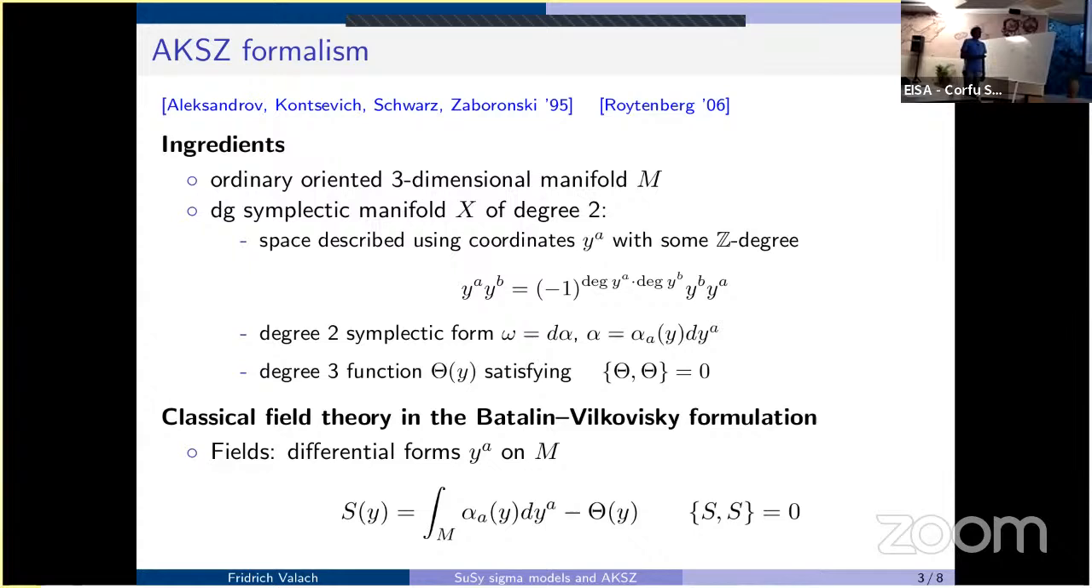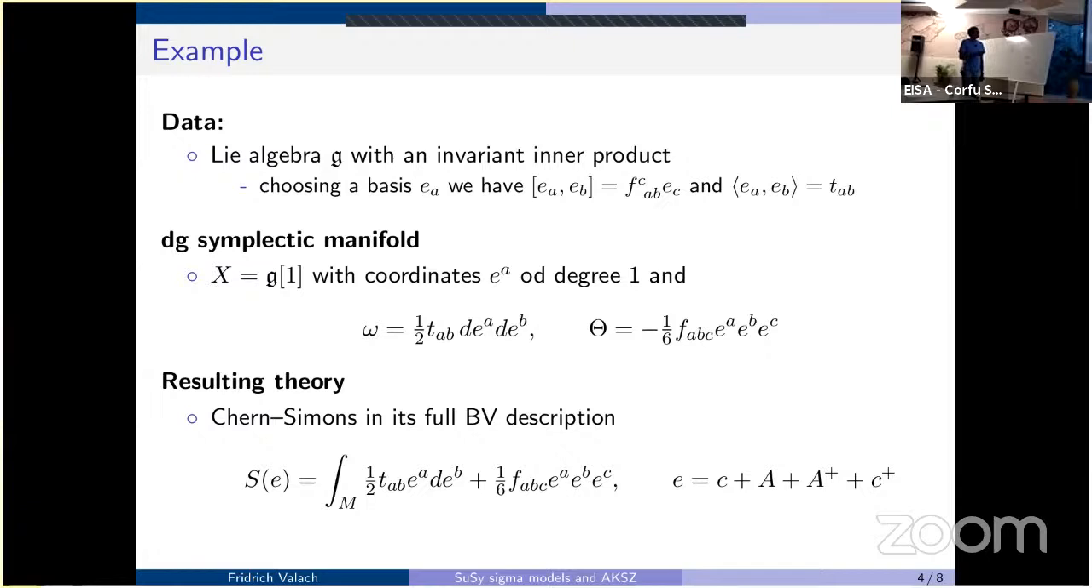I want to recover the classical superstring sigma model. Okay, so this is a nice construction. So let me give you an example. For an example, I will need a DG symplectic manifold of degree two. So I will take it to come from an ordinary Lie algebra. So if you start with a Lie algebra with an invariant pairing, then if you choose a basis, you get a bunch of structure constants and you get coefficients of the pairing.